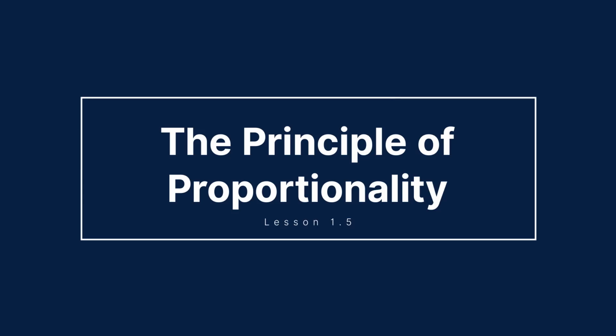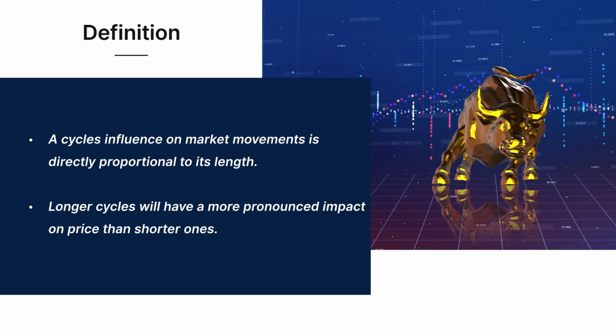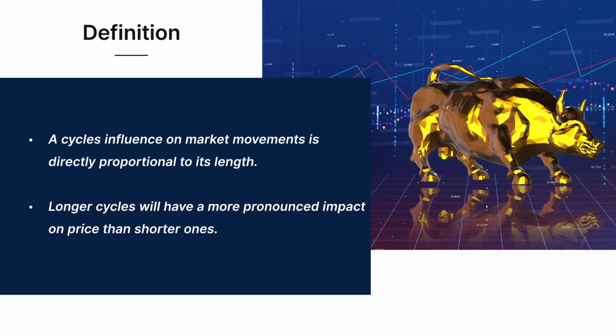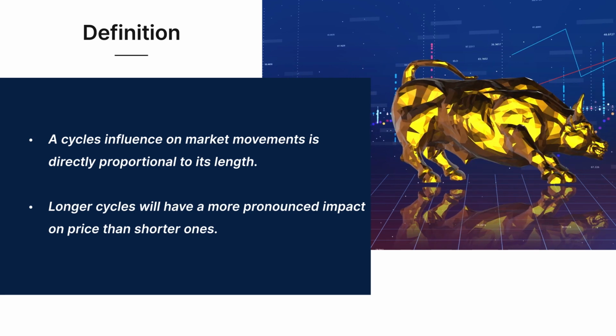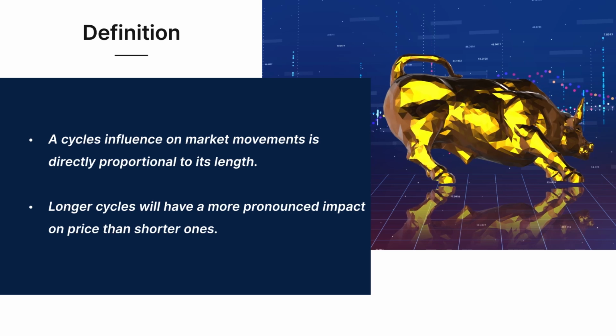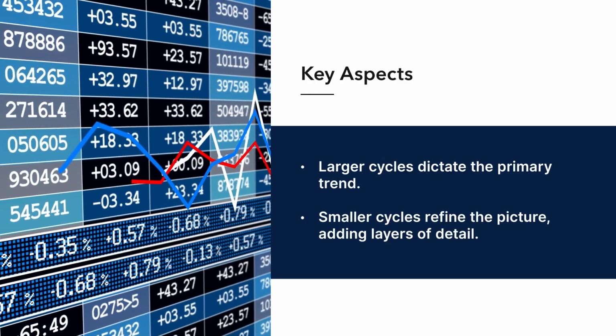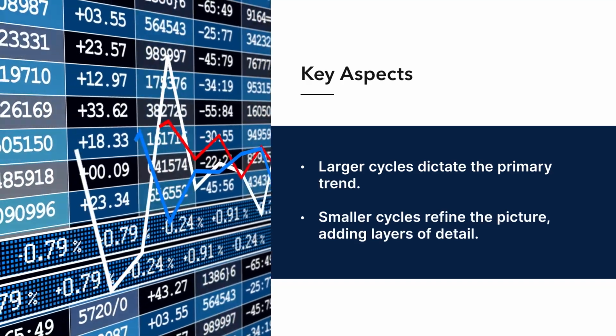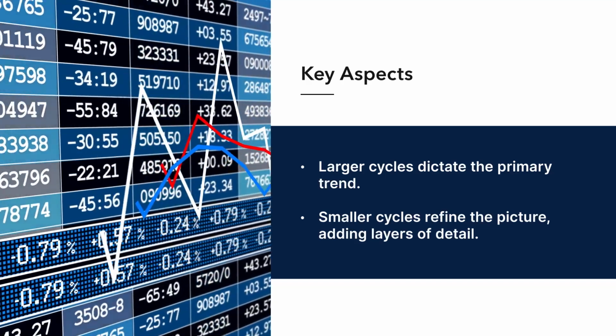The principle of proportionality. A cycle's influence on market movements is directly proportional to its length. Longer cycles will have a more pronounced impact on price than shorter ones. Key aspects: larger cycles dictate the primary trend. Smaller cycles refine the picture, adding layers of detail.